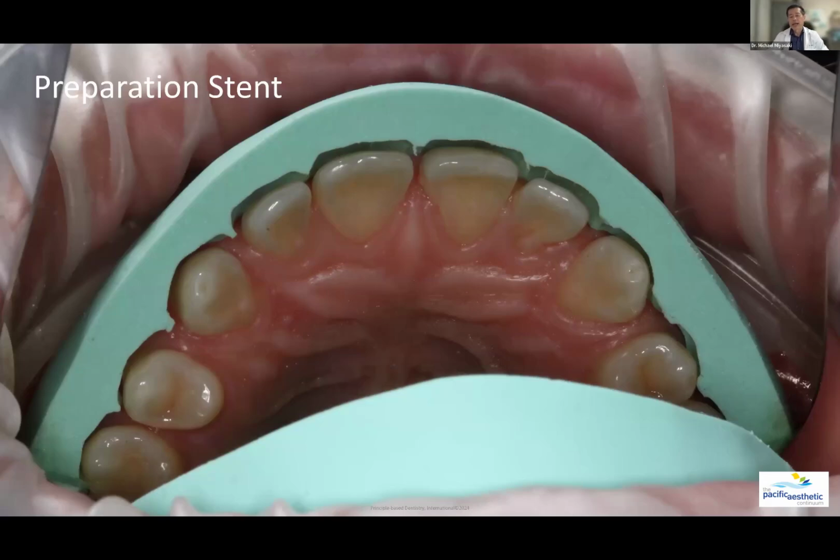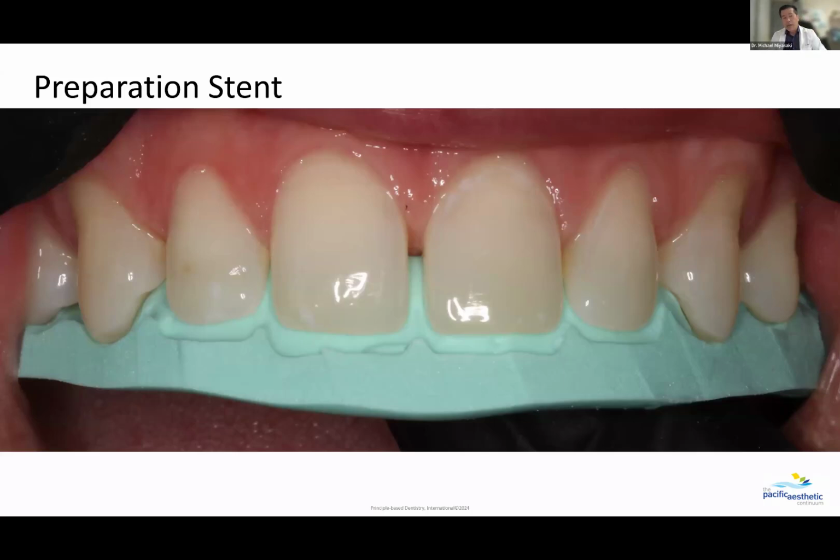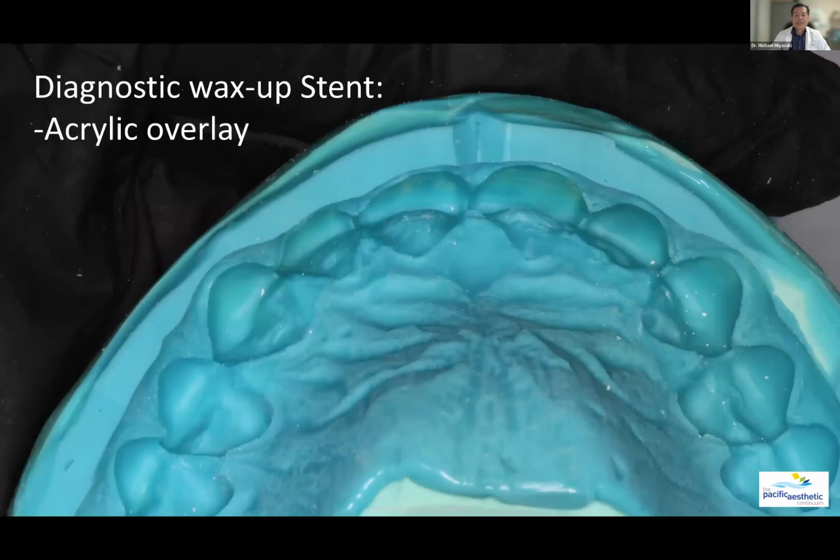So here's a preparation guide just showing that diagnostic wax up. I put this on the unprepared teeth, and I can see how much porcelain we could add to the facials of these teeth. I do not have to do any tooth preparation, which is nice. I put in the incisal preparation stent, and I can see how we can lengthen these teeth to get the proper width to length ratio. I don't have to do any incisal reduction on these teeth.